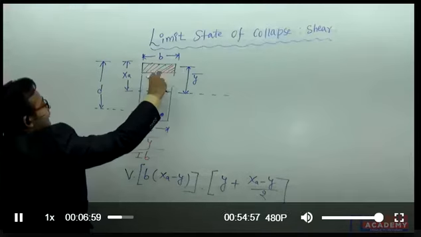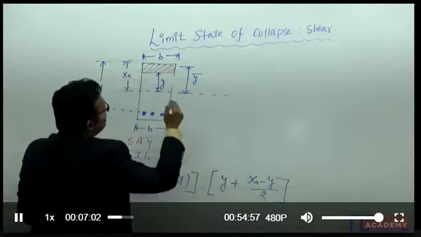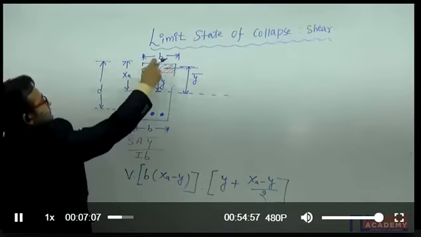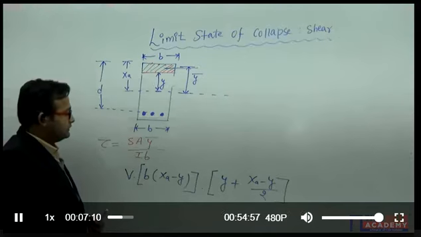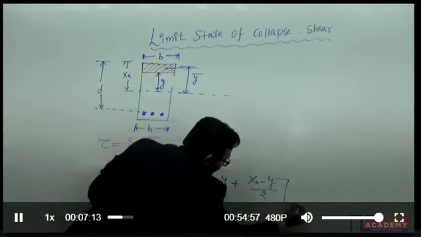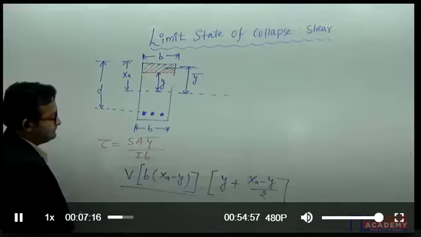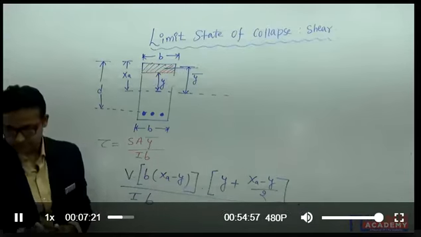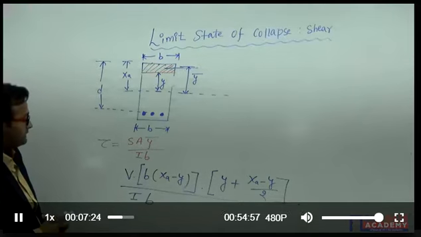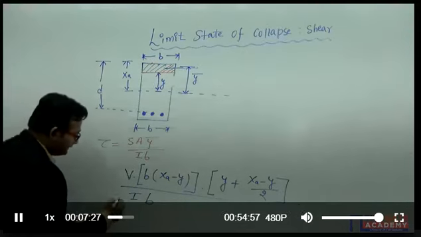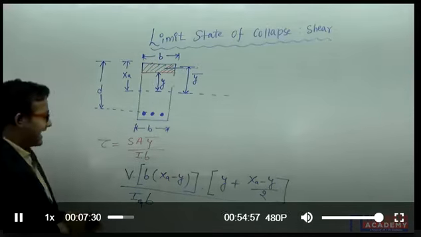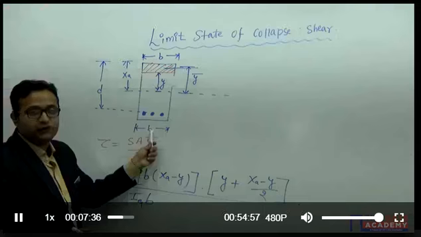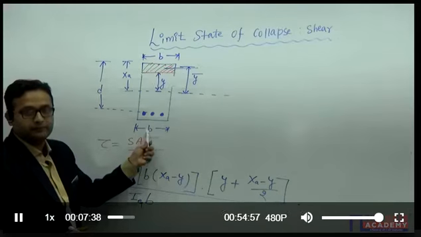X A minus Y is this distance. If I divide it by 2, it gives me the CG of that particular dashed area, divided by I B. So here I am writing I into B, where I is the equivalent I. This I will not be B D cube by 12. This I will be the equivalent I, due to the concrete as well as the steel, right?